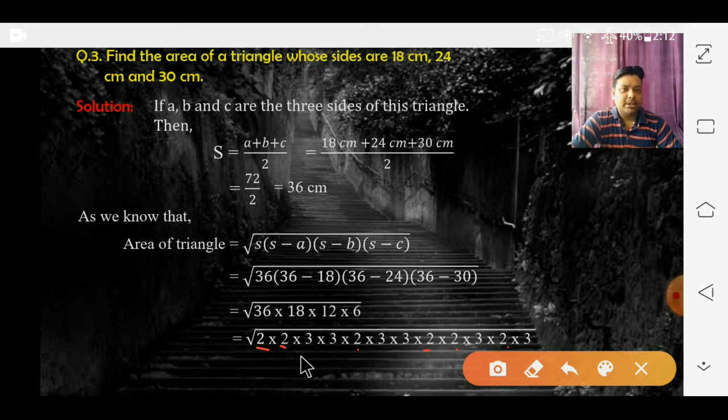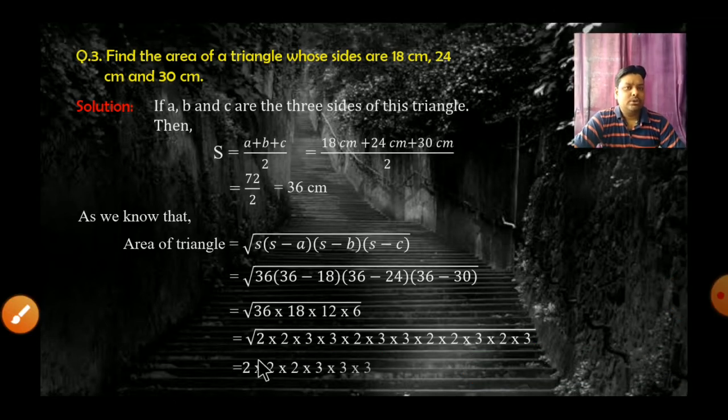And how many 3s are here? 1, 2, 3, 4, 5 and again 6. Again 2, again 3. 3 we have already, we can take out. So triple 2 and triple 3.